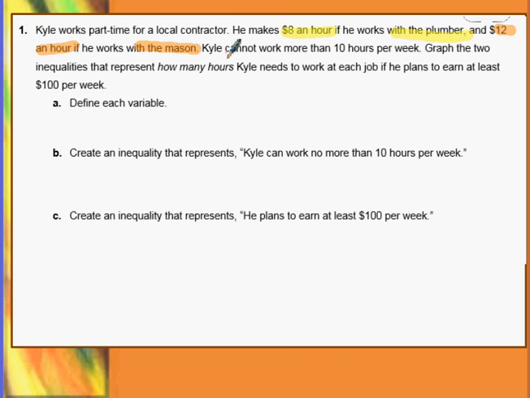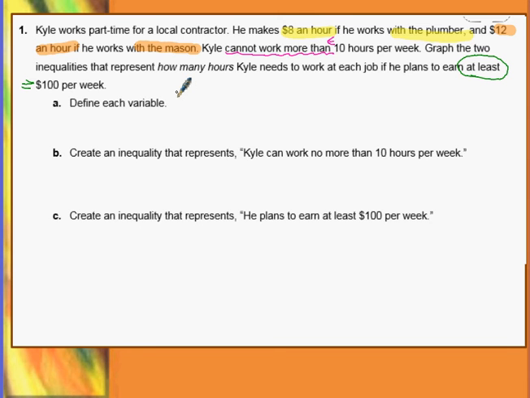So if he cannot work more than 10, he must be working less than or equal to 10 hours per week. And then it says graph the two inequalities that represent how many hours he needs to work at each job to earn at least $100 per week. So now he wants to make more than or equal to $100 per week.